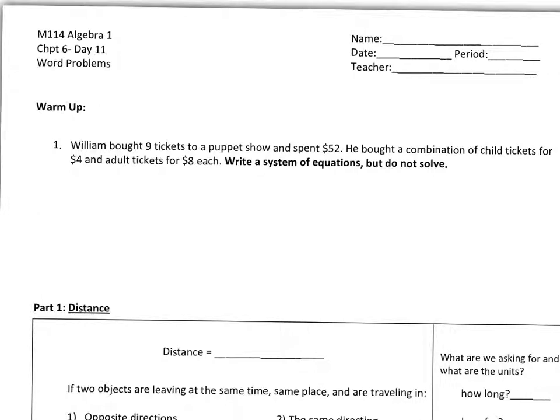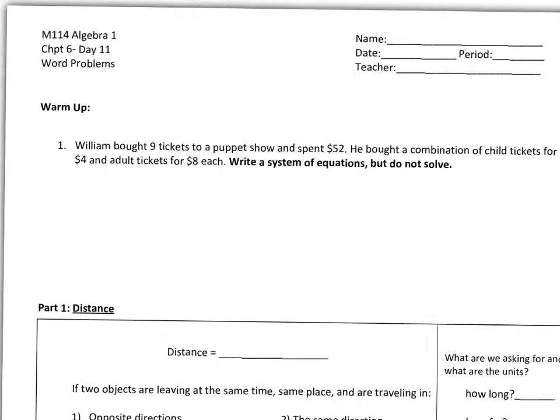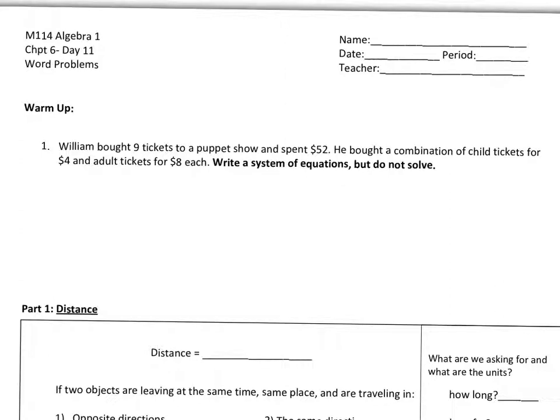So we have to define our variables first. So it looks like you have two different things going on. Do you know what those two different things are, Desmond? You got it, Desmond. Child tickets and adult tickets. So I think a good variable to use would be A for adult and C for child.